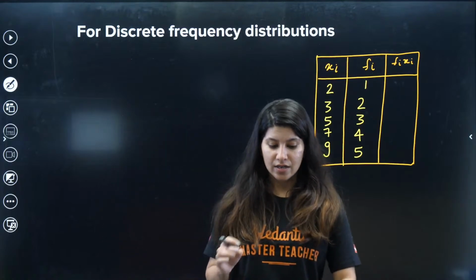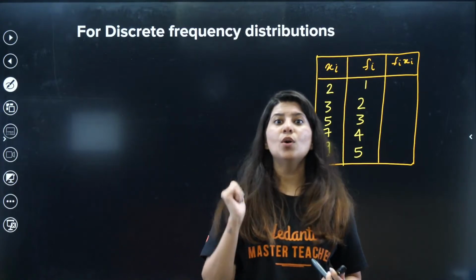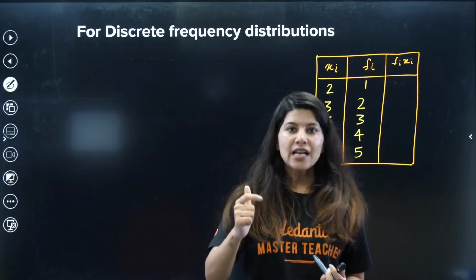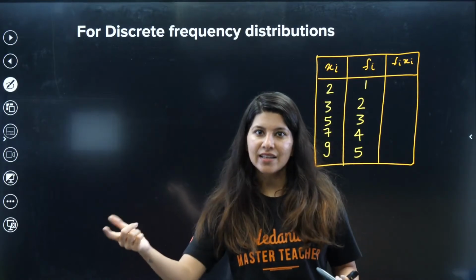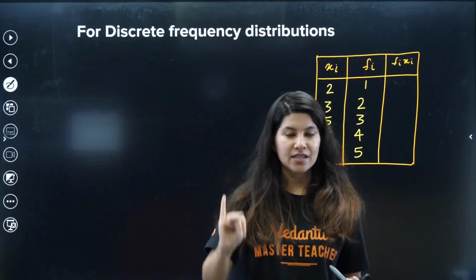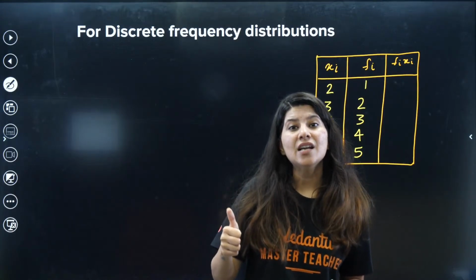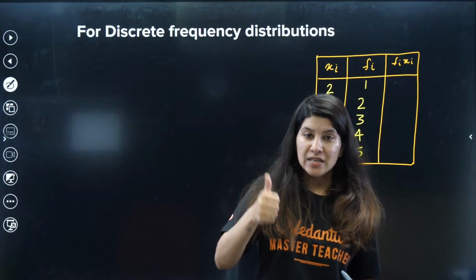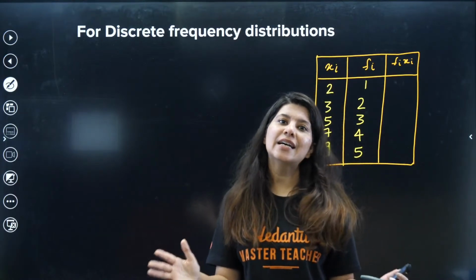So now, till now what have we studied? We have studied 3 types of data basically: ungrouped, discrete, continuous. Now, mean, median, mode for ungrouped data we have learned.